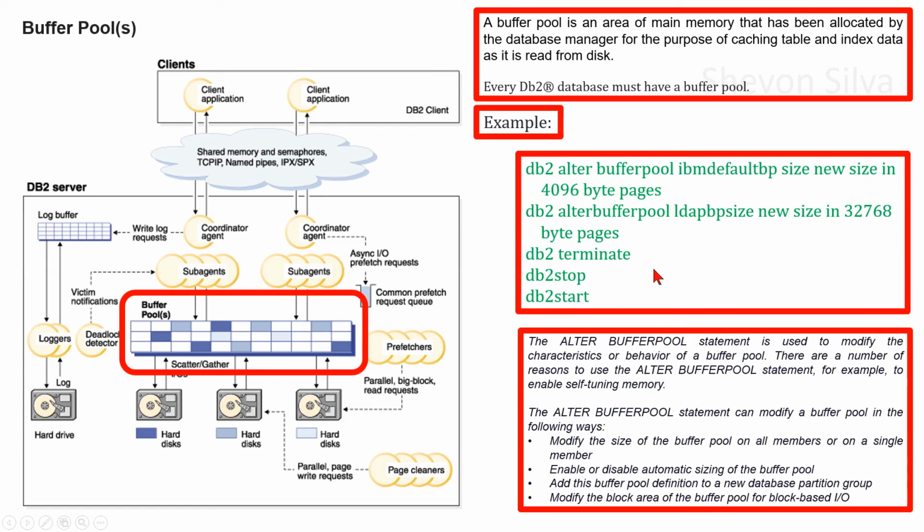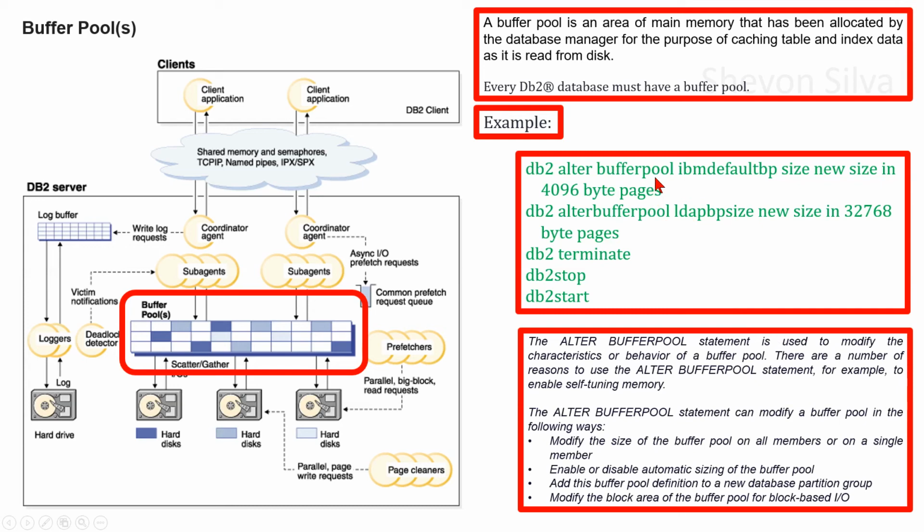As an example, you can consider these SQL statements in DB2: ALTER BUFFERPOOL IBMDEFAULTBP SIZE new size in 4096 byte pages, and ALTER BUFFERPOOL LDAPBP SIZE new size in 32,768 byte pages here.